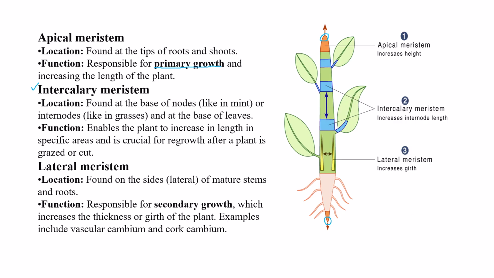Then lateral meristem is found on the sides, lateral. It is found on the lateral sides of the mature stems and roots. What is its function? Its function is that it is responsible for secondary growth. Again, it's important: apical meristem is important for primary growth, and lateral meristem is required for secondary growth, which increases the thickness or the girth of the plant. Examples include vascular cambium and cork cambium. You have to note this, vascular cambium and cork cambium. These are very important points.